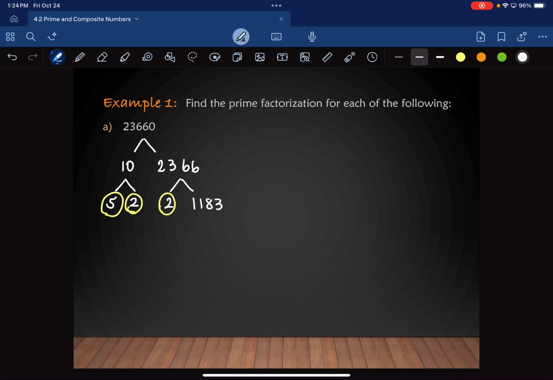13. Does 13 divide by 3? No, so this won't either. So the next prime's 5, right? We skip over 4 because it's composite. 5: will 5 divide this? No, because it doesn't end in 5 or 0.